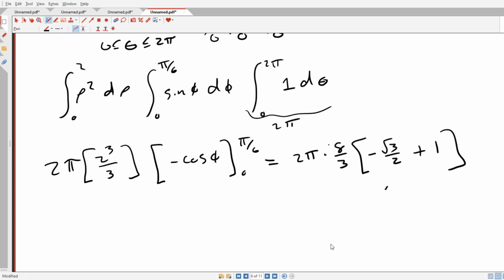And looks like that's going to be right. Yeah. So if I simplify, if I factor out a 1/2, then this becomes 8 pi over 3, times 2 minus root 3, which is the correct answer.